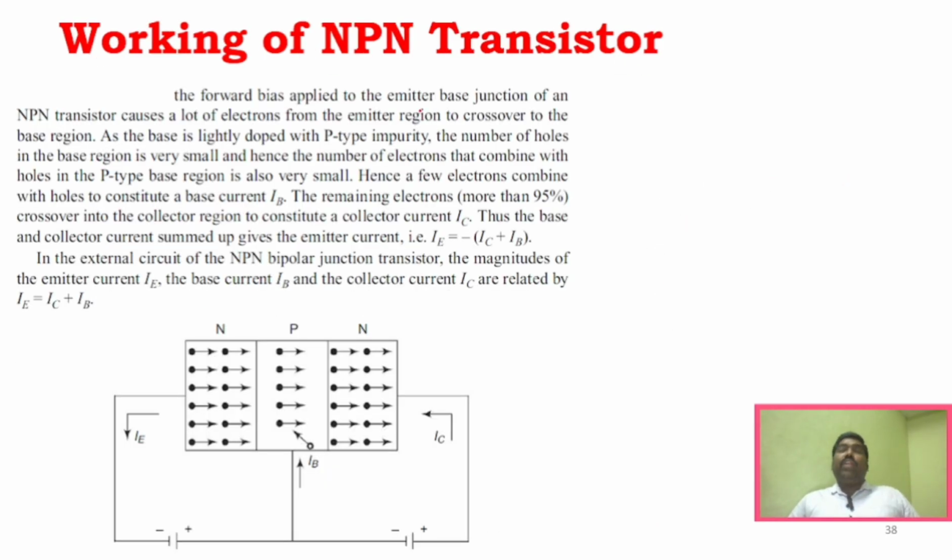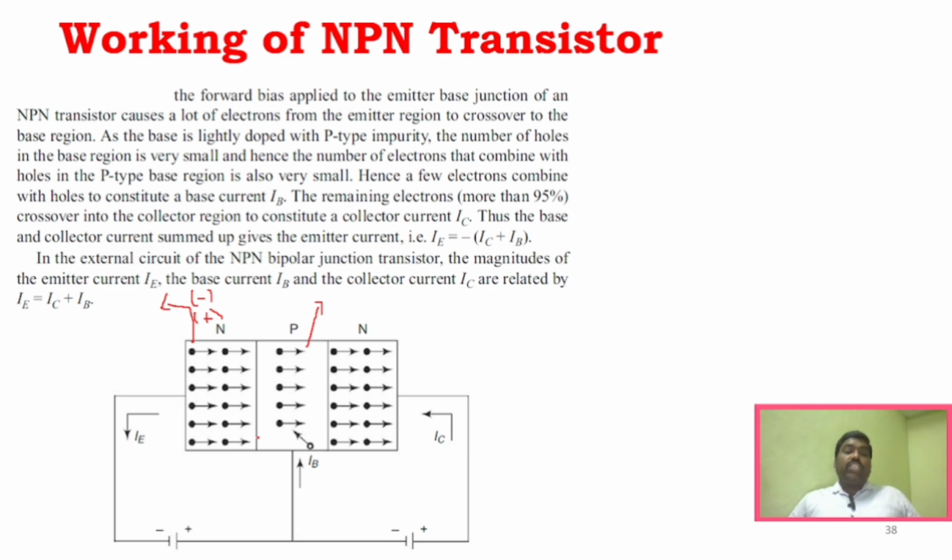Coming to the working of the transistor, the working is the same for both NPN and PNP transistors. Already you have understood the working of the PN junction. Similarly, this is the same as the PN junction diode. Now, you know that in N-type we have electrons as majority carriers and holes as minority carriers, and in P-type you have holes as majority carriers and electrons as minority carriers.